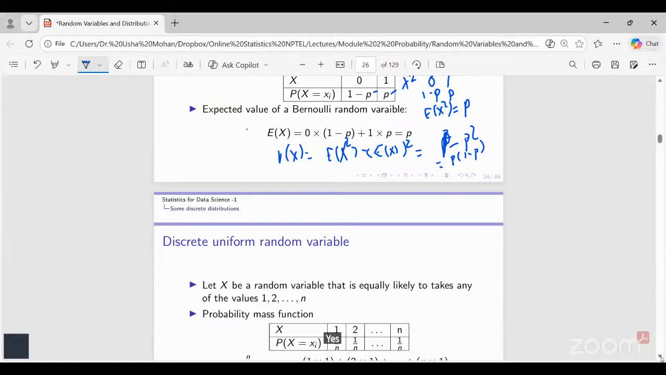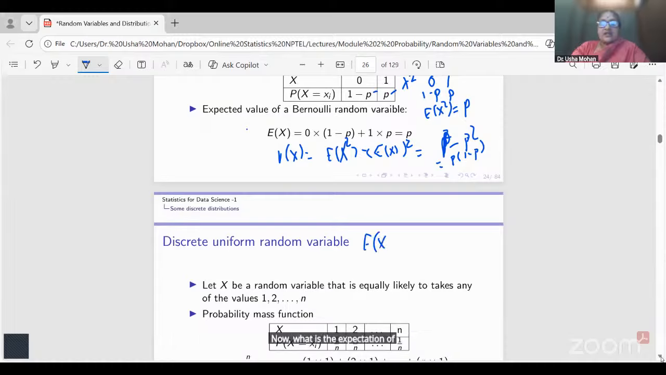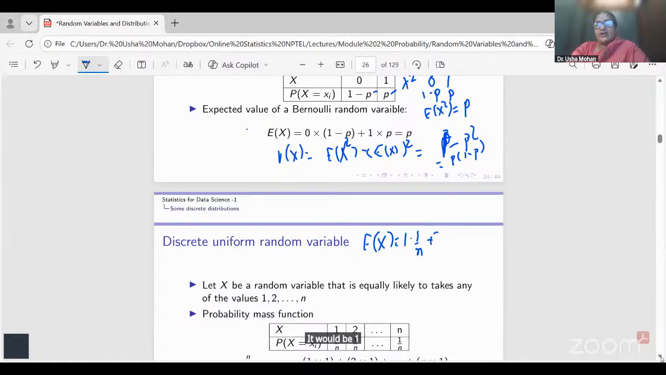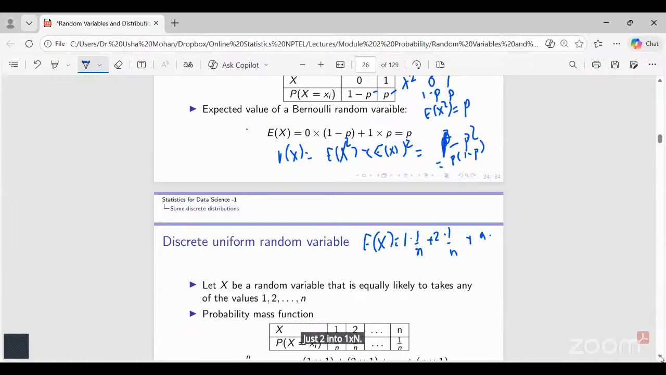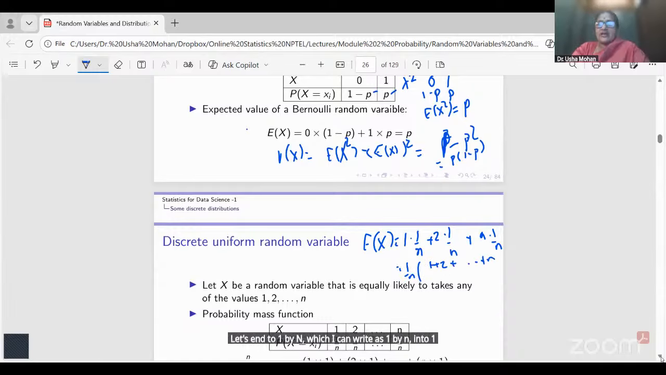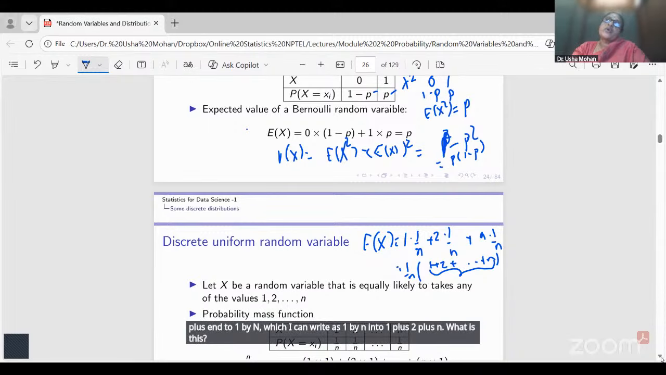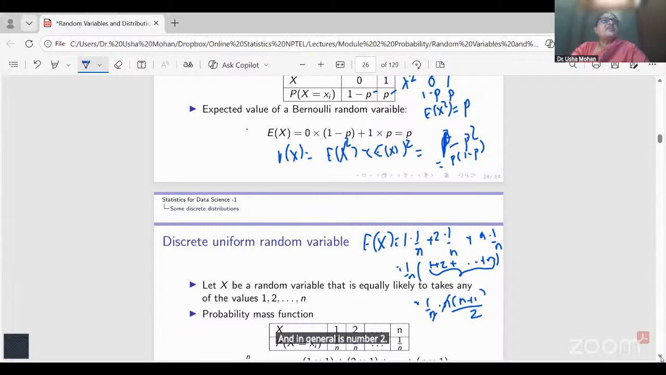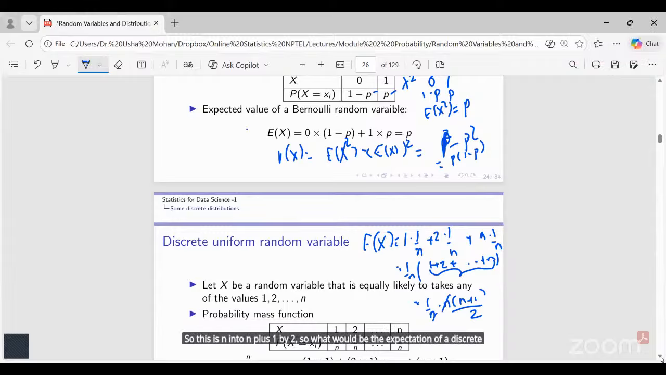Yes, ma'am. Now what is the expectation of x in this case? It would be 1 into 1 by n plus 2 into 1 by n plus n into 1 by n, which I can write as 1 by n into 1 plus 2 plus up to n. You all know what 1 plus 2 plus up to n is: n into n plus 1 by 2. So this is n into n plus 1 by 2, and the n cancels. So the expectation of a discrete uniform random variable X would be n plus 1 by 2.